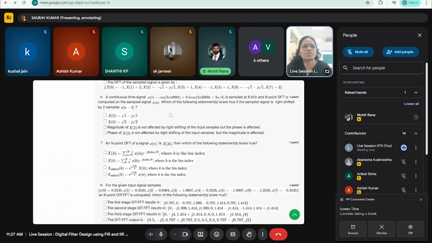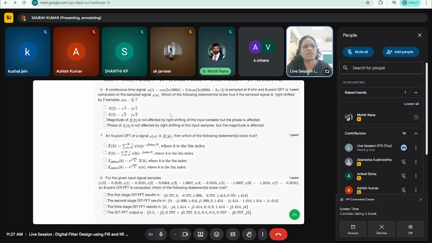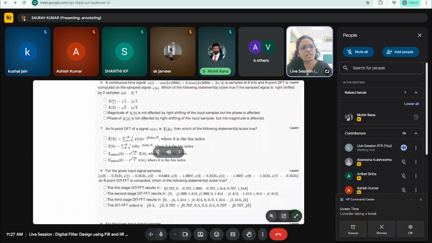So if X of k is known for x of n, what is the DFT of x of n minus 2? It should be e power minus j 2 pi k n by N, and the n is a left shift or right shift, depending on that. You have to put the decimal. So find the X of k from DFT, that is X of 2, and then find the shifted one. That's the problem here in question 6.